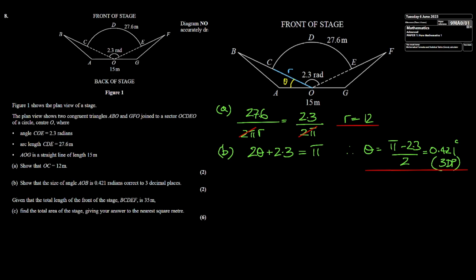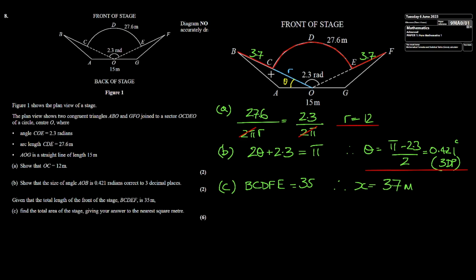Part B's answer. So in part C, we're told that the total front of the stage B, C, D, E, and F is equal to 35 metres. Find the total area of the stage to the nearest square metre. So if B, C, D, E, F equals 35, 35 is made up of 2 lumps of, let's say, X and 27.6. And if you work that out, X turns out to be 3.7 metres.